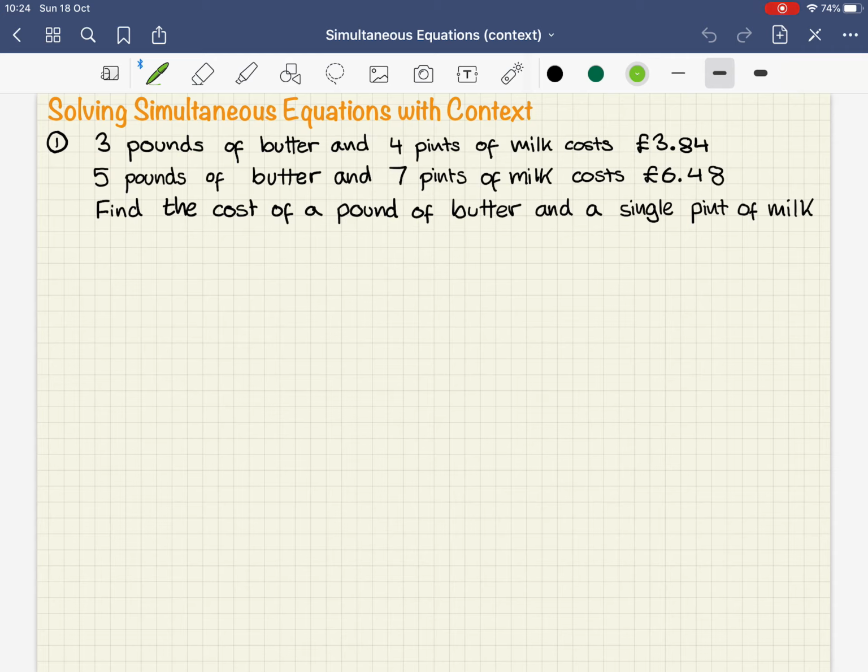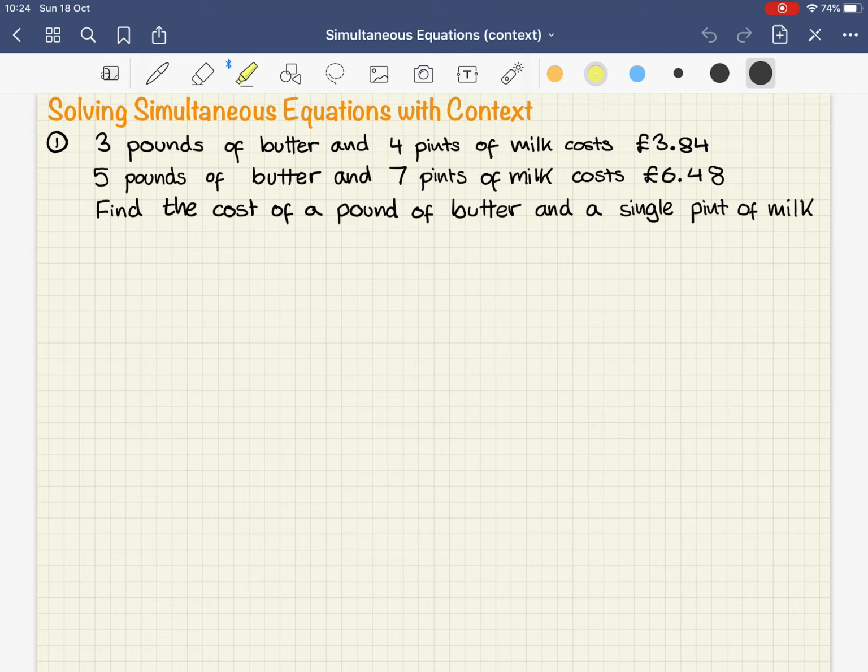So £3 of butter and 4 pints of milk costs £3.84. £5 of butter and 7 pints of milk costs £6.48. Find the cost of a pound of butter and a single pint of milk. So essentially, I want to find out what £1 of butter costs and 1 pint of milk. So essentially, I'm going to be solving them. And so the first thing I need to do is set up my equations.